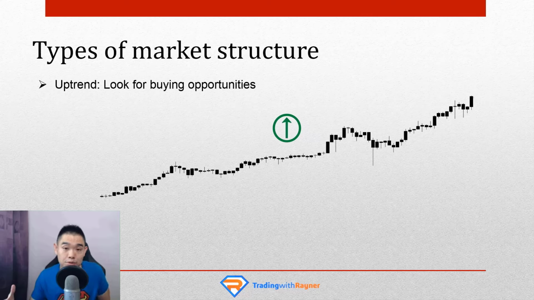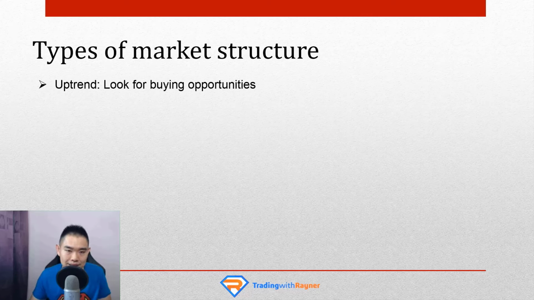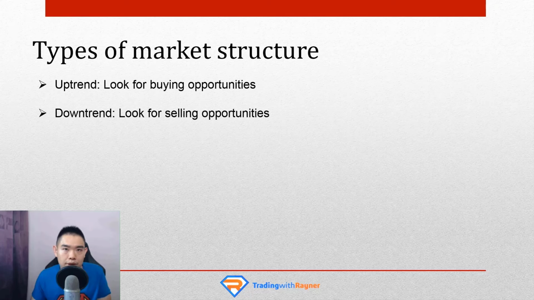Not that it can't be done. There are traders who specialize in counter trend trading, but for you, the beginner, it's much easier to be trading along the path of least resistance, trading in the direction of the trend, than against it. Okay, so uptrend, look for buying opportunities. Next one, downtrend. This is just the reverse. You want to look for selling opportunities.